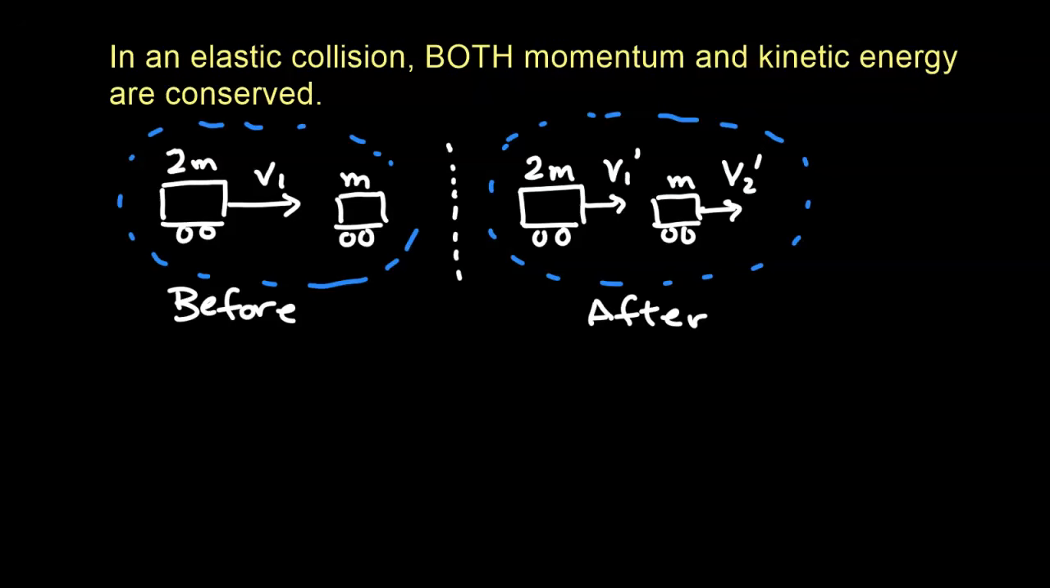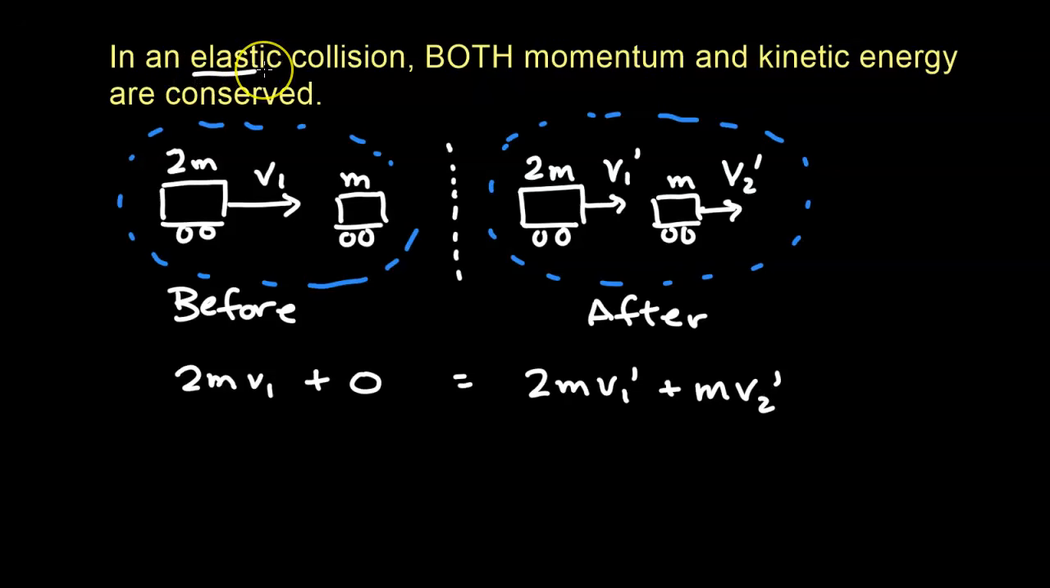So in this situation, the initial momentum is going to be 2mv1 for object 1, and object 2 is not moving, so it's going to be 0, is equal to, after the collision, object 1 has a momentum of 2mv1 prime plus mv2 prime. So the conservation of momentum allows us to write down this relationship as far as momentum is concerned. But because it's an elastic collision, that means the kinetic energy is also conserved.